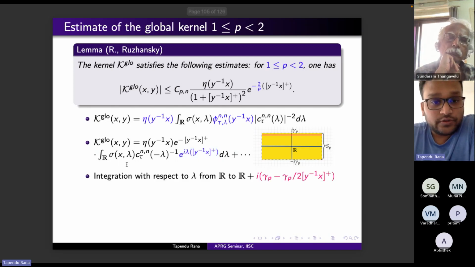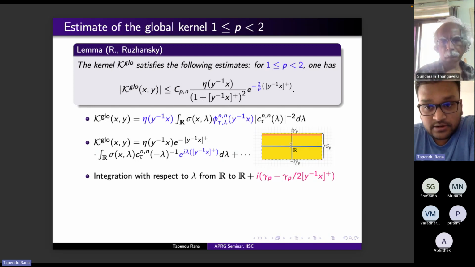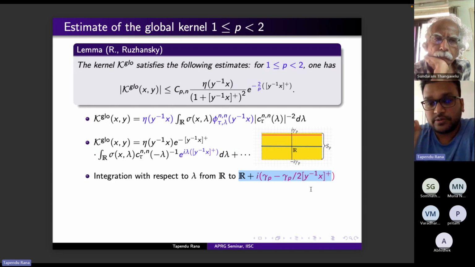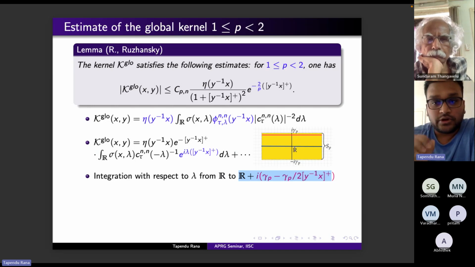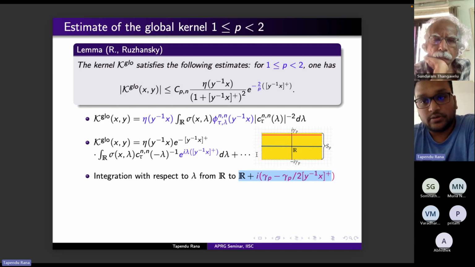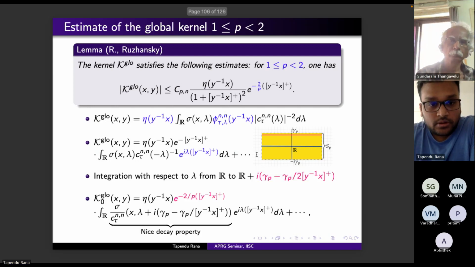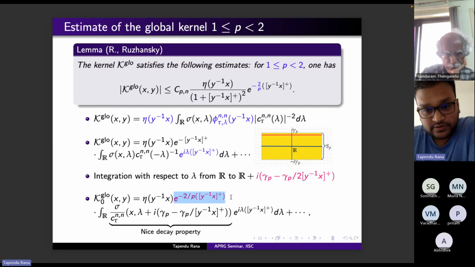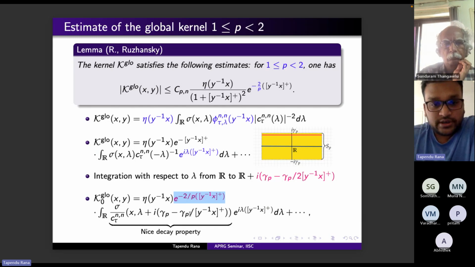Next, what we did is move the integration with respect to lambda from this line R to a very close line, that is, from R to R plus i gamma_p minus gamma_p by 2 y inverse x. So whenever y inverse x plus gets very large, it will be very close to i gamma_p, but we may not touch it for any y inverse x plus. And if you move that, you get this e to the minus y inverse x plus, actually you'll get e to the minus 2 by p y inverse x plus. So now we are getting more decay using the holomorphic property of the symbol here.